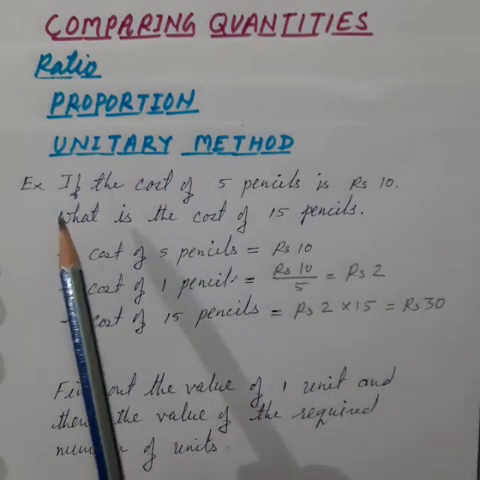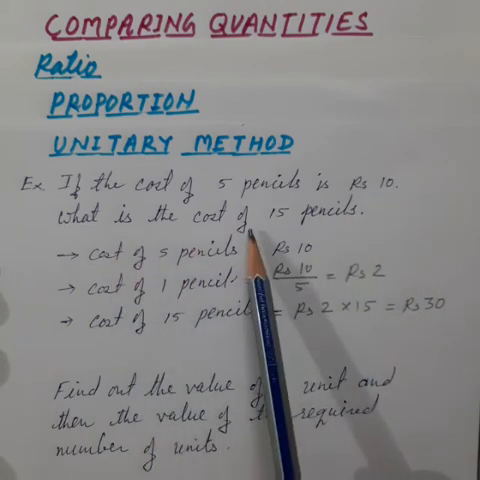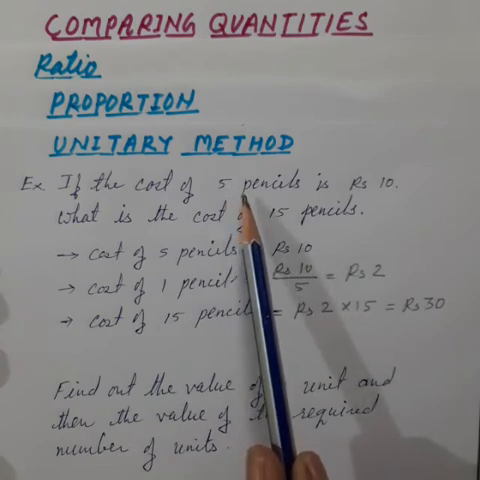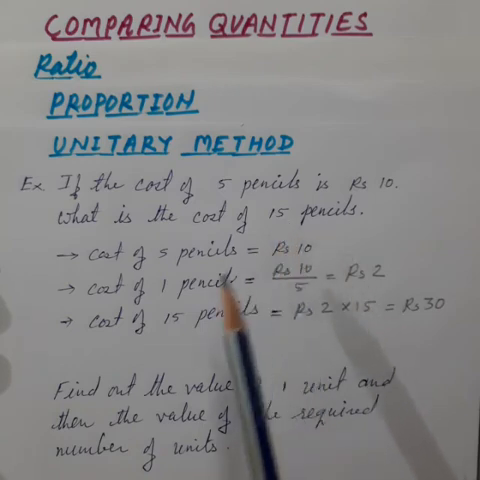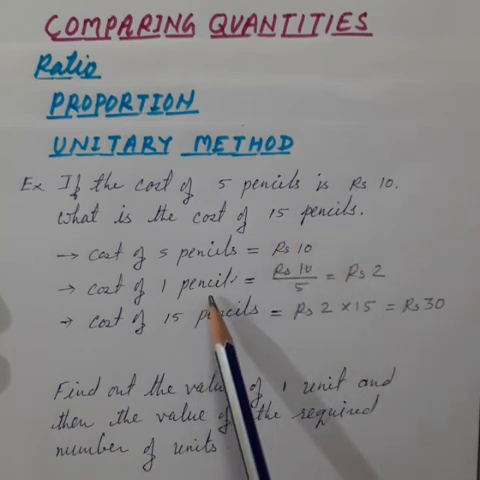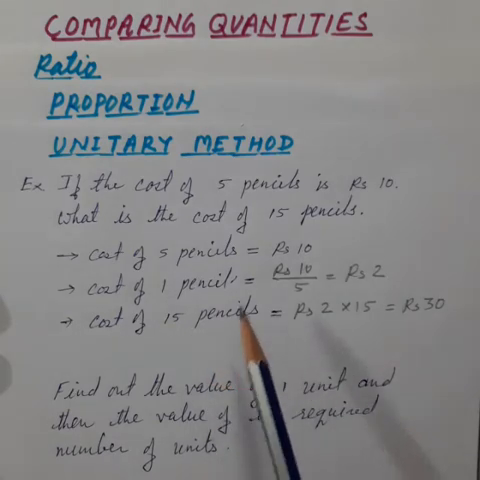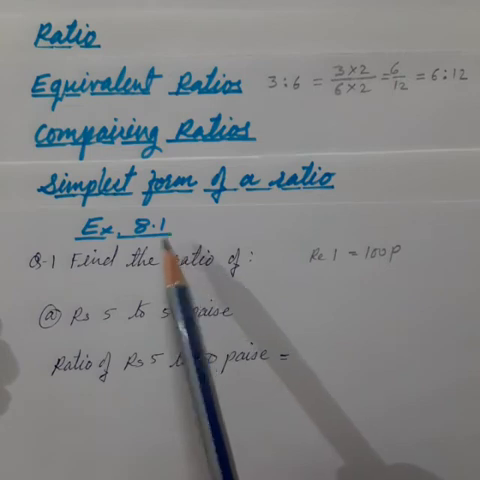Unitary method. Suppose the question is, if the cost of 5 pencils is rupees 10, what is the cost of 15 pencils? Here the cost of more than 1 pencil is given. So to find the cost of 15 pencils, first we find out the cost of 1 pencil and then we find out the cost of 15 pencils. This method is called unitary method. So in unitary method, first we find out the value of 1 unit and then the value of required number of units. Coming to exercise 8.1, question 1.